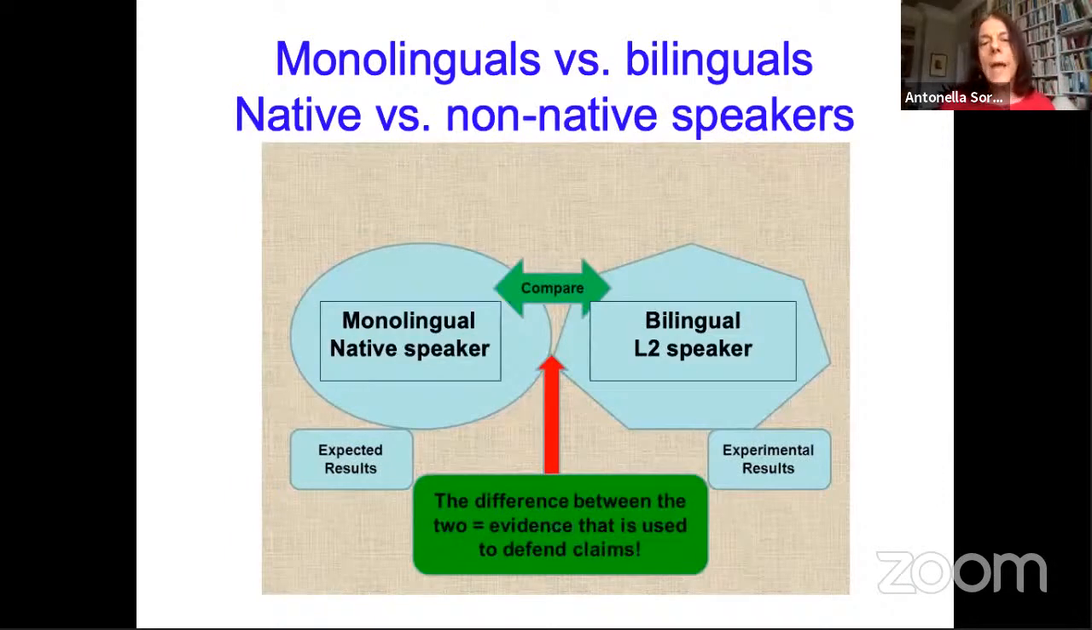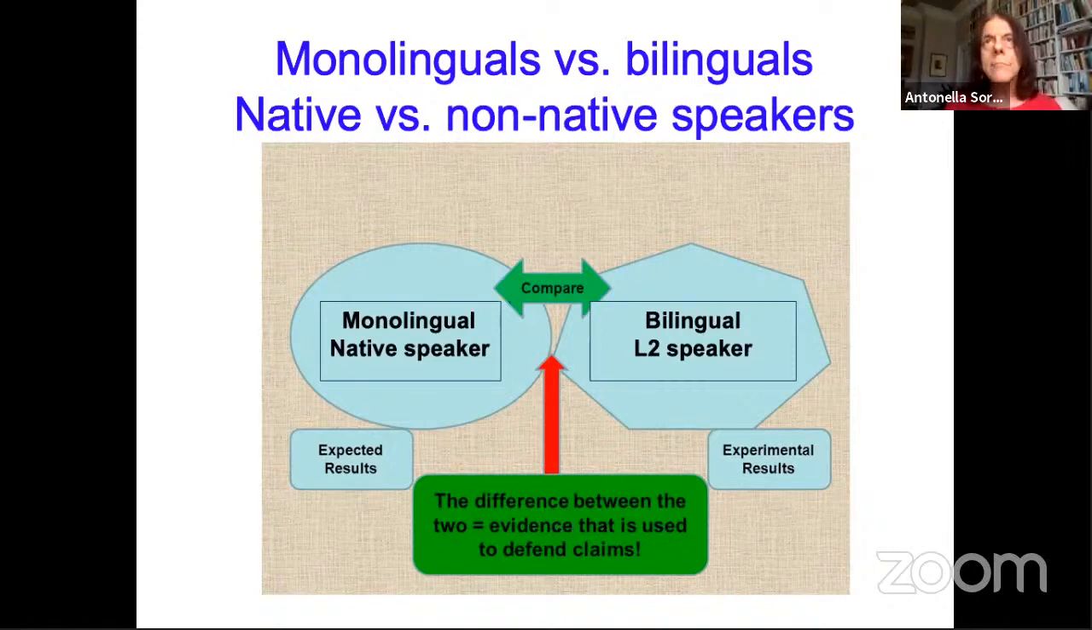In fact, I'm an experimental linguist, and most of my research is on bilingualism and language learning over the lifespan. But I think it's fair to say that in most of our research, if we do experimental research, we compare monolinguals with bilinguals, and we compare native speakers to non-native speakers. So monolingual versus bilingual comparisons, native versus non-native comparisons.